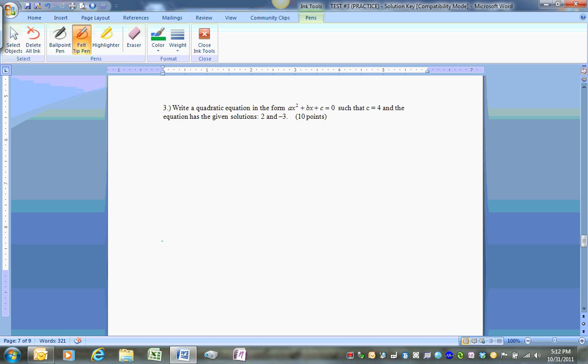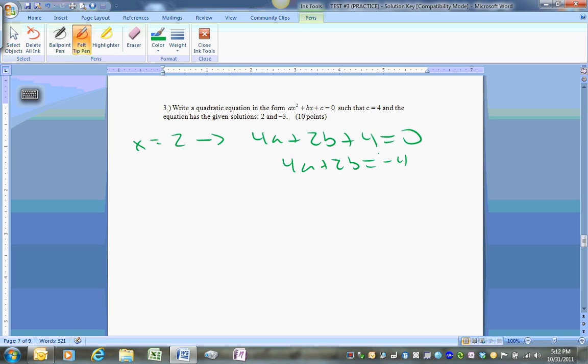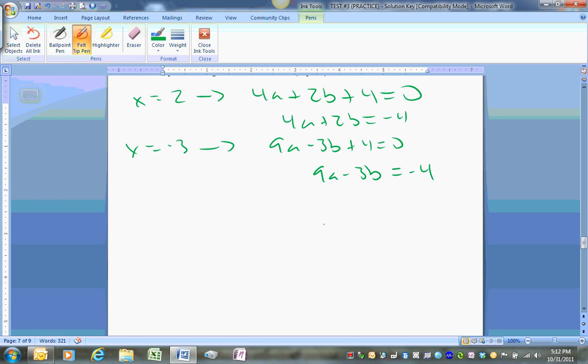Let's look at number 3. In this case, write a quadratic equation in the form ax squared plus bx plus c equals 0 such that c equals 4 and the equation has 2 solutions. Well, let's start with x equals 2. If x equals 2, I'm going to have 4a plus 2b plus 4 equals 0. So 4a plus 2b equals negative 4. If x equals negative 3, I'm going to have 9a minus 3b plus 4 equals 0, or 9a minus 3b equals negative 4 as well. And then you just solve for a and b. Not too bad.